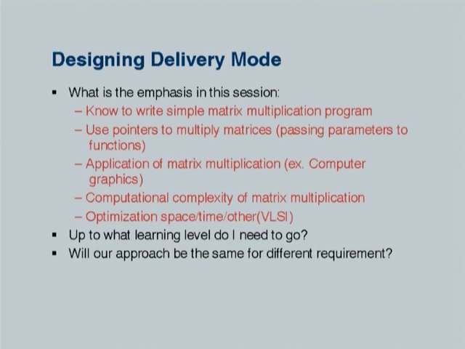If you see, some of the points we have noted over here are as per Bloom's levels, in increasing order of Bloom's taxonomical level. So, up to what level do we need to go? Depending upon our audience and our semester, it may vary. Now, the question is, will our approach be the same for different requirements? Each one of you had mentioned different requirements, and we listed some of the things over here. Will our method be the same for all the requirements? Yes, no. Can we have quick answers?